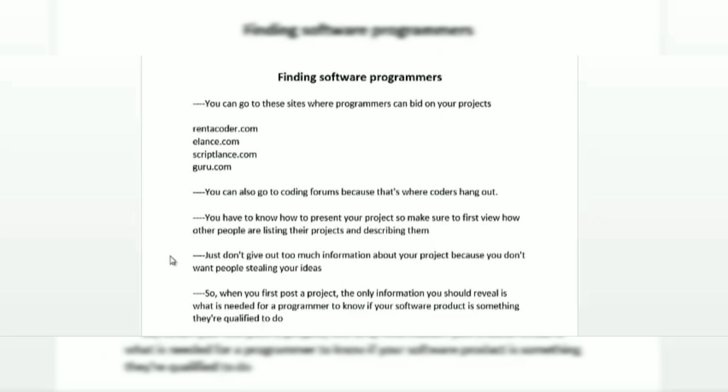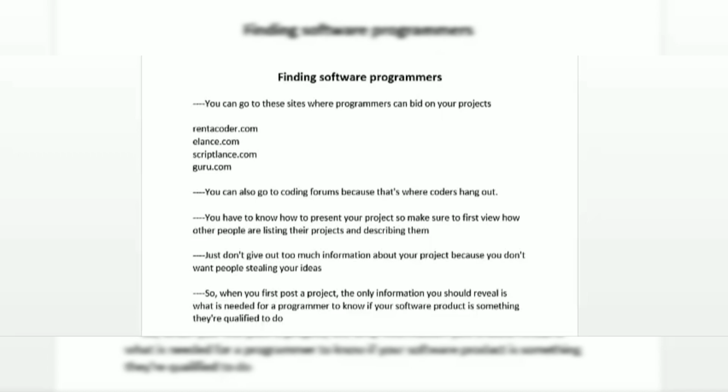There's rentacoder.com, elance.com, scriptlance.com, and guru.com. And you can also go to coding forums or other types of forums where programmers hang out to find people that are passionate about creating software products.